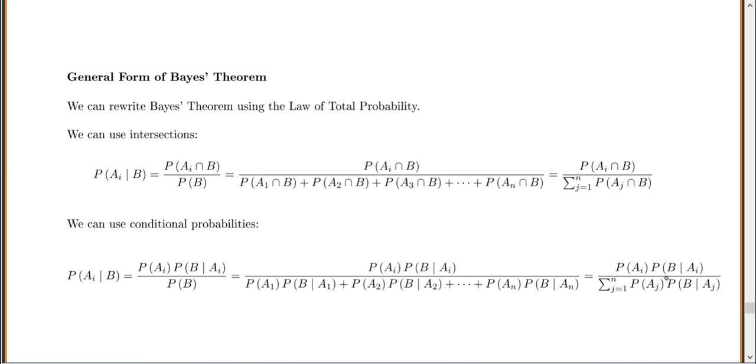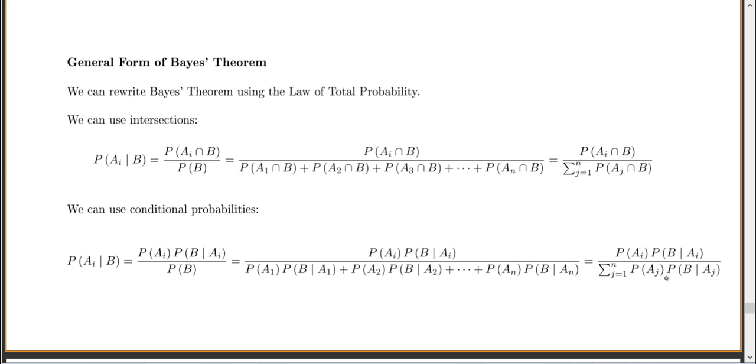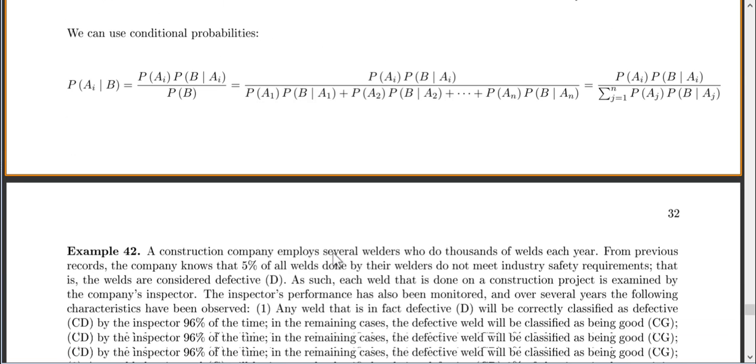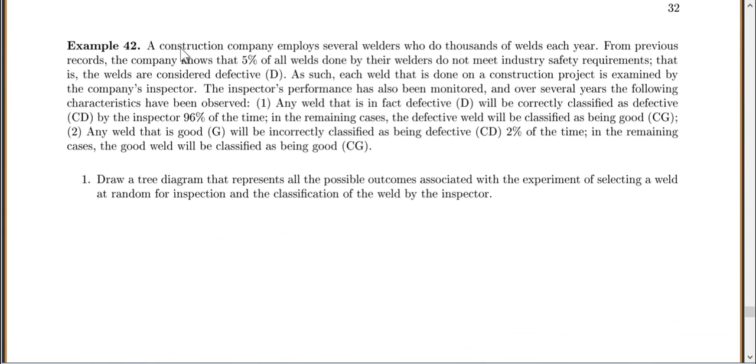So in this next example, we're going to do one again, but we're going to use the tree diagram. This still has only 2 events, but you could do it with more than 2 events. You just do the exact same thing that we've been doing. So we have a construction company that employs several welders who do thousands of welds every year. From previous records, the company knows that 5% of all welds do not meet the industry standards. So that would be defective. And so they have to go through and inspect every weld.